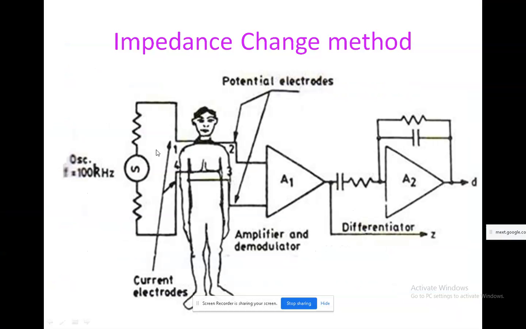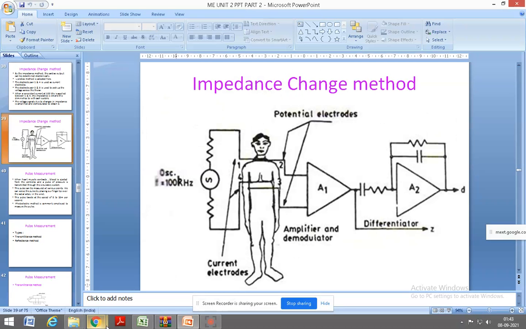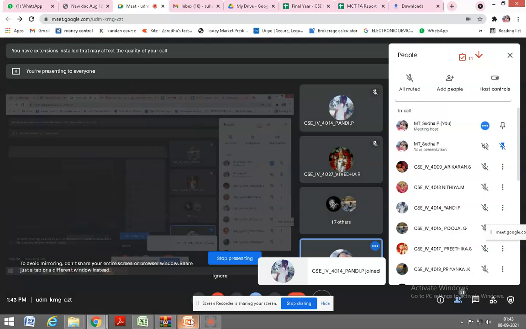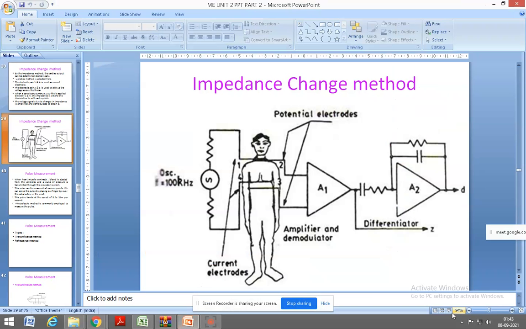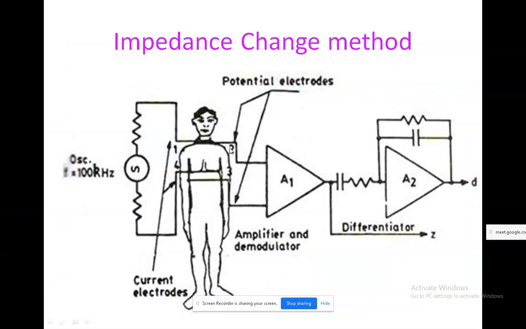So these four electrodes are going to be placed on the heart region of the human body. 1, 2, 3, 4. So through the 1 and 4 electrodes, you are going to send the input signal or current from the oscillator. Okay, the oscillator will send the input signal to the 1 and 4 electrodes, and 2 and 3 electrodes are used for collecting the signal from the human body.